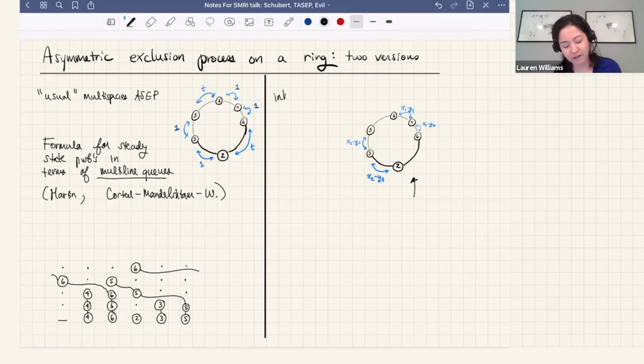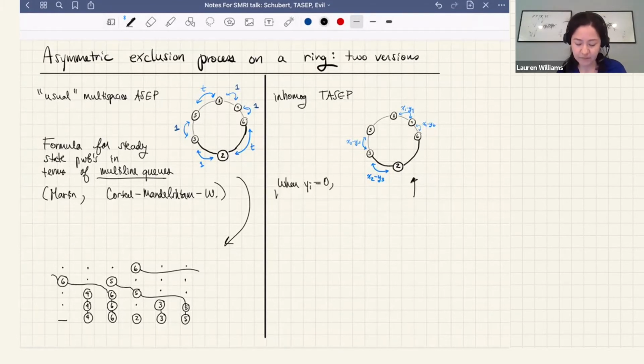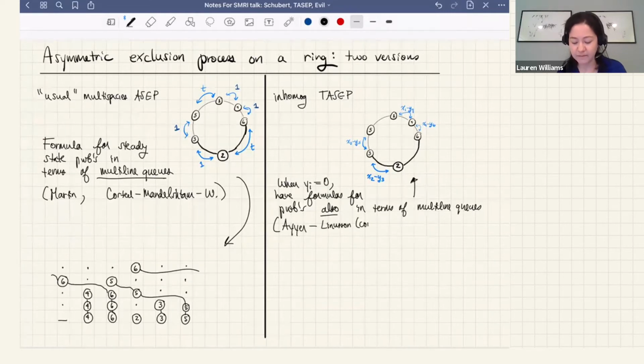So anyway, formulas here are for the model where you allow particles of repeated weights. Okay, and now if we go to the situation of the inhomogeneous TASEP, then in the case when y sub i is 0, there are formulas for the probabilities also in terms of multi-line queues, although with a very different weighting scheme. And this formula had been conjectured by Ayyer and Linusson and was proved by Arita and Mallick.